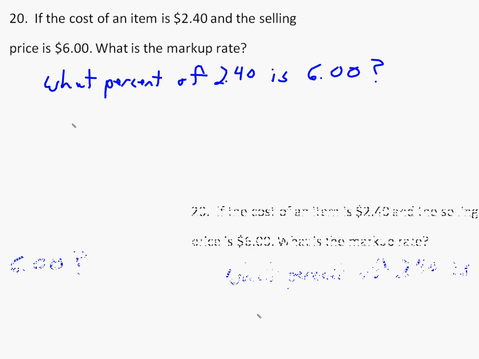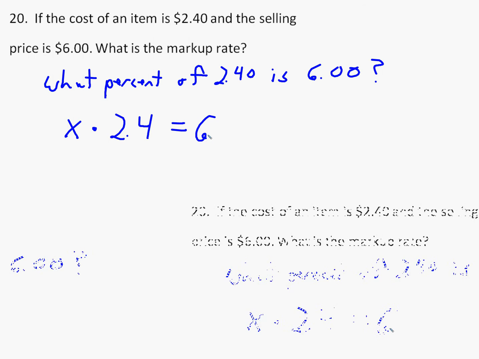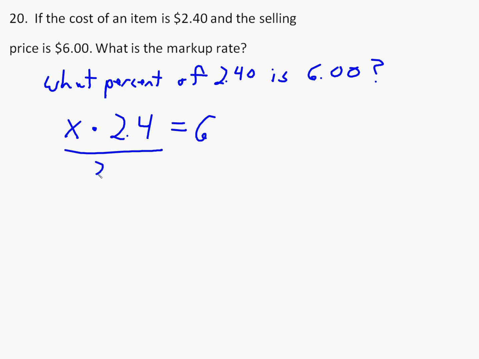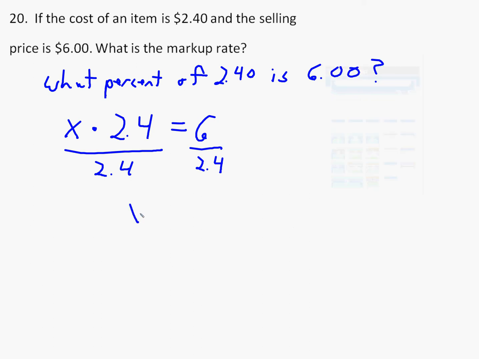So what percent, that's going to be x, so percent times whole, that was our 2.40, is equal to the part, which is $6. We would divide both sides by 2.4. We can do 6 divided by 2.4, and we get 2.5, so x is 2.5, which means that the markup, as a percentage, was a 250% markup.